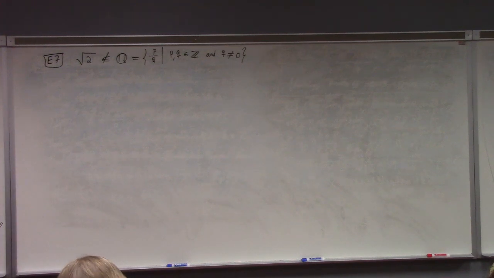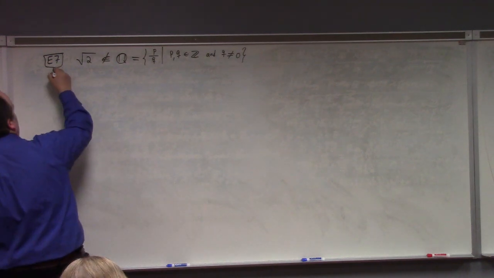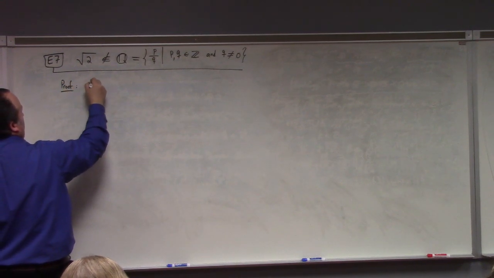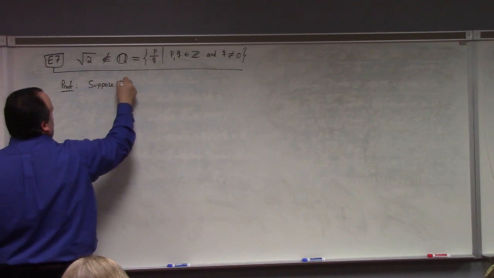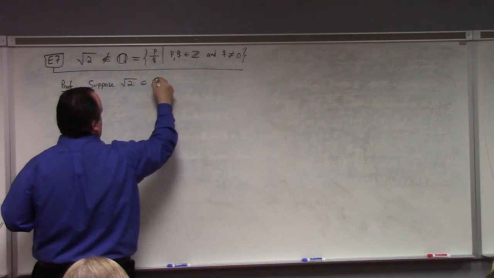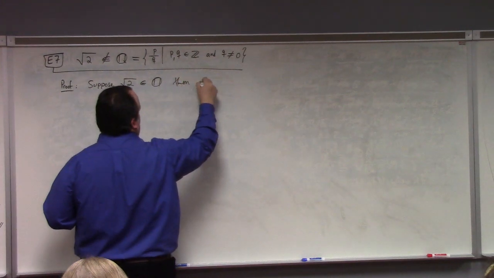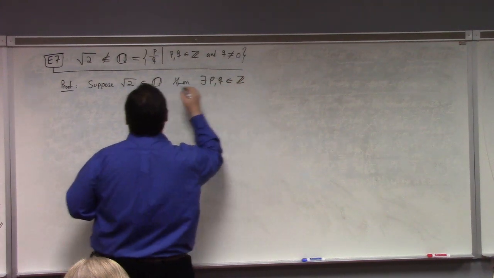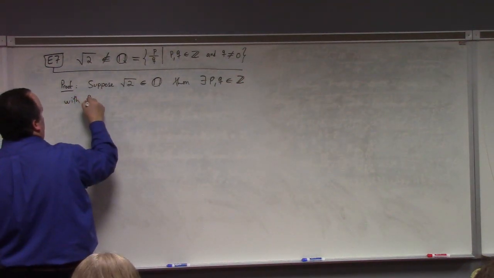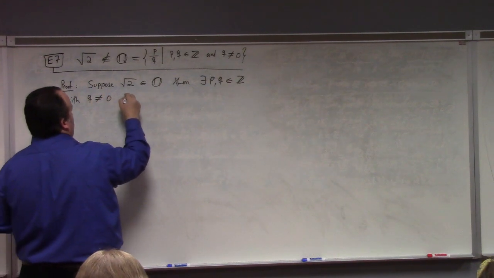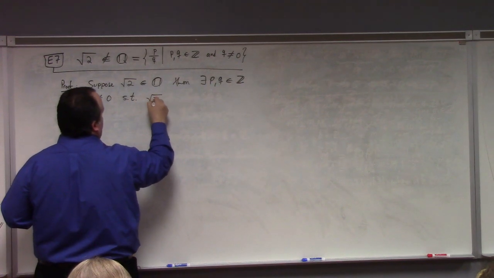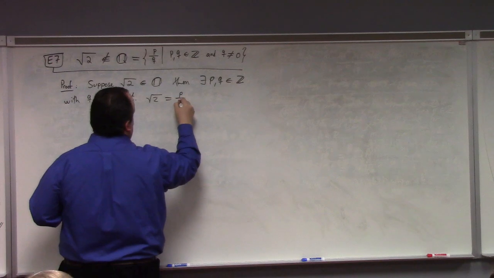So what we're going to do here is give a proof by contradiction. So how does that go? Proof. Suppose the square root of 2 is a rational number. Then there exist p and q in the integers with q not equal to 0, such that the square root of 2 is equal to p over q.